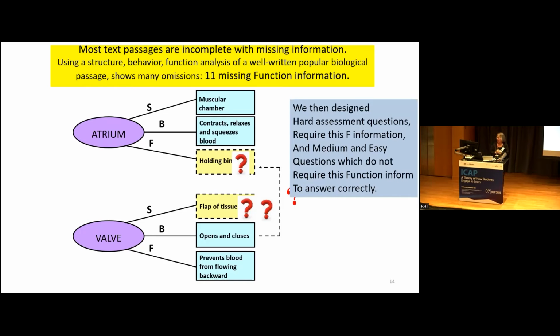we designed assessment questions based on what information was missing from the textbook. All in all, there are about 11 pieces of function information. Function information is a very important piece of information. And we designed assessment questions so that you needed the function information in order to answer the question. Get that? So function information is omitted from the text, but in order to answer some questions, you need to infer the function information before you can answer it. So those questions obviously are difficult questions because you need to make those inferences.